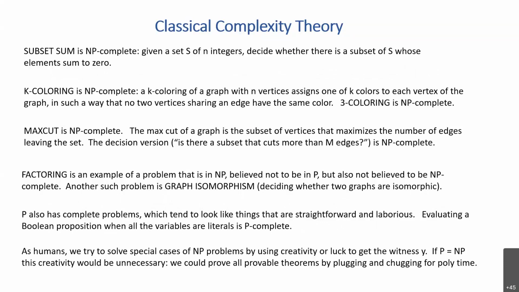K coloring is NP-complete for k greater than or equal to 3. So a coloring of a graph is an assignment. You have n vertices, and you want to assign one of k colors to each vertex in such a way that no 2 vertices sharing an edge have the same color. Max cut, which is popular in the quantum optimization community, is another NP-complete problem. And the max cut of a graph is the subset of vertices that maximizes the number of edges leaving the set.